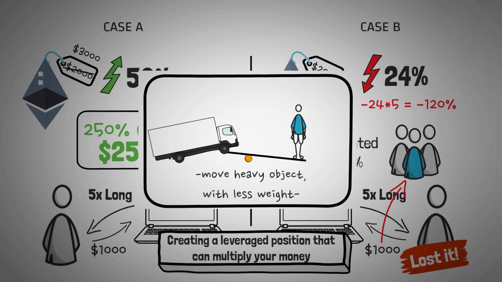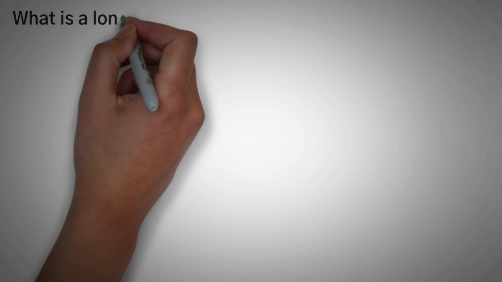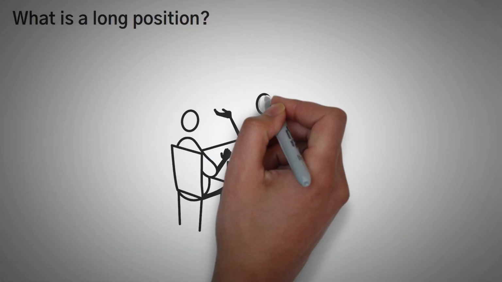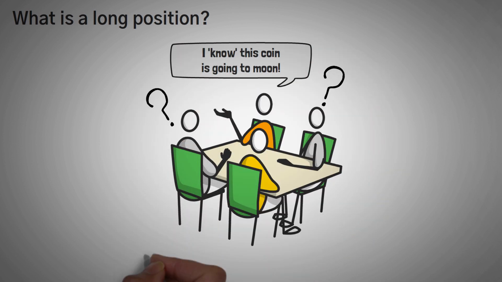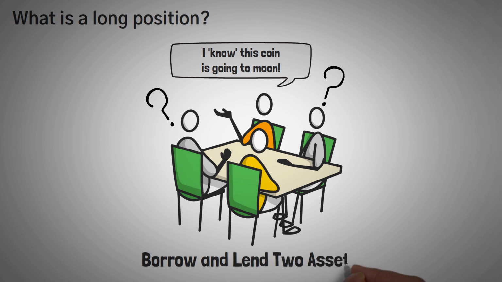Now, we're about to get into the technical part, so if you're not too big on financial terms, you may need to watch some of our other videos. First off, what is a long position? A long is a position where you believe the market is going to go up in the future. Well, how is this created? It's created when you borrow and lend two different assets.